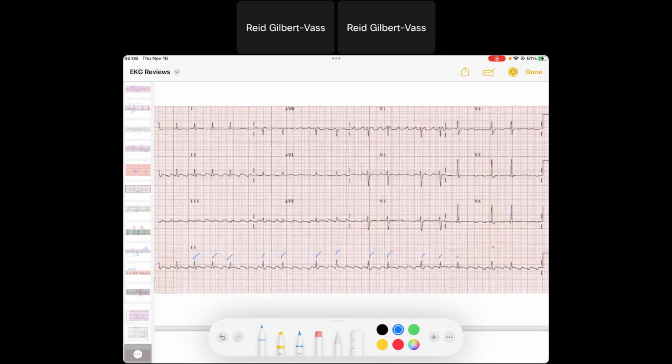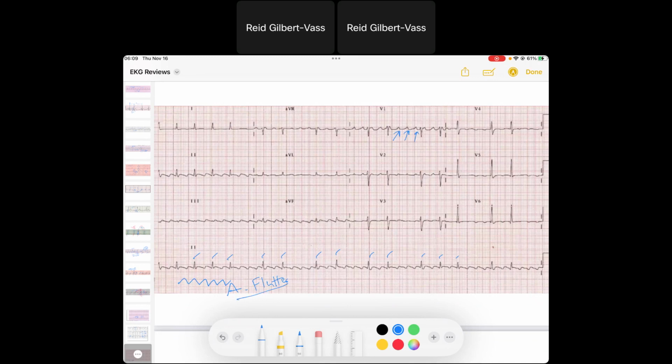What's the atria doing? Well, we've got the sawtooth pattern. You can see it well in V1, which always shows good atrial activity. These waves look very much like flutter waves, and these flutter waves are coming from the atria. We would call this atrial flutter.